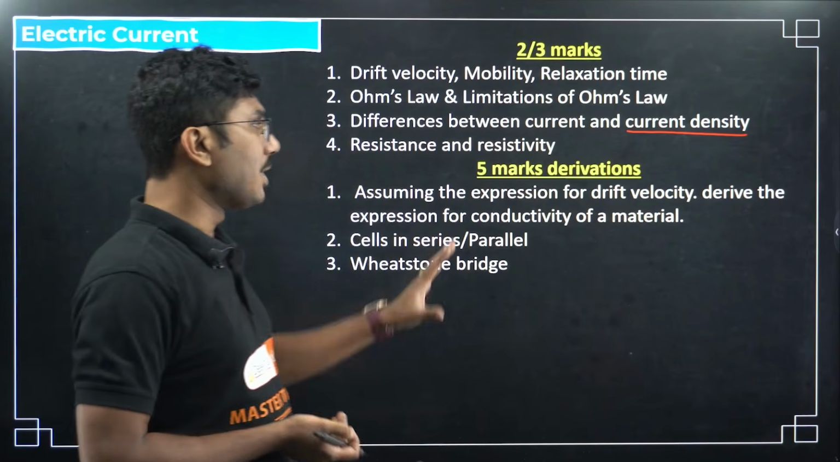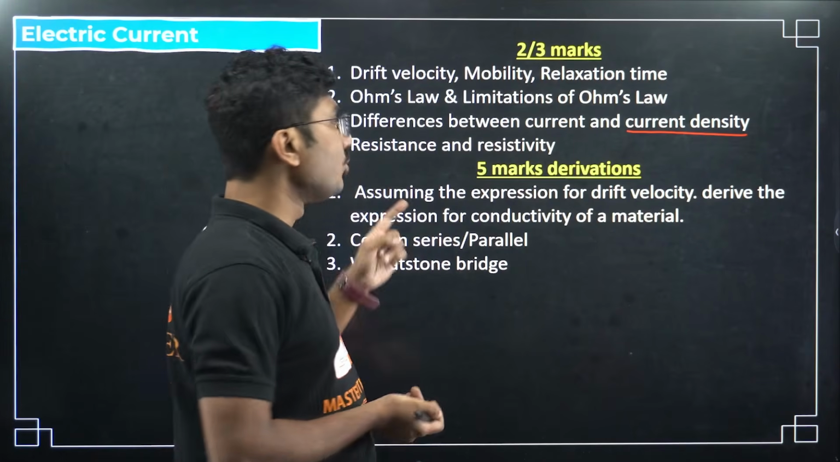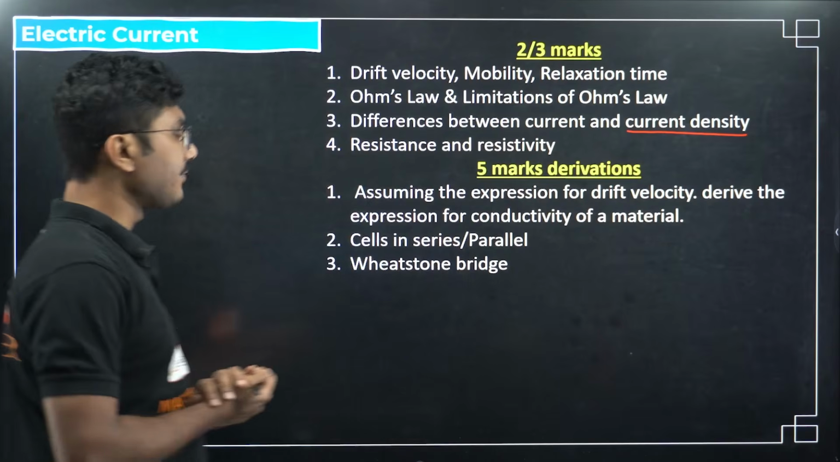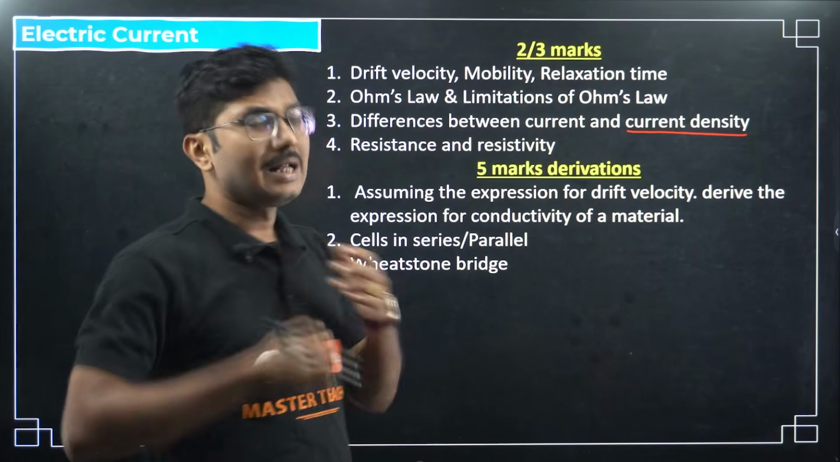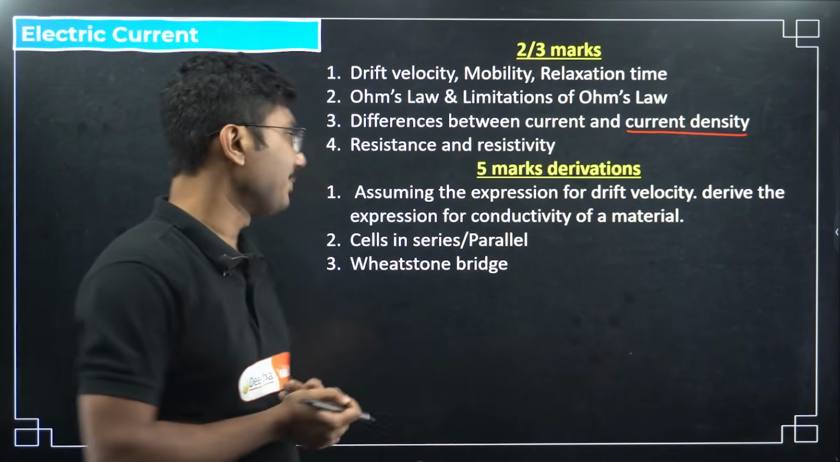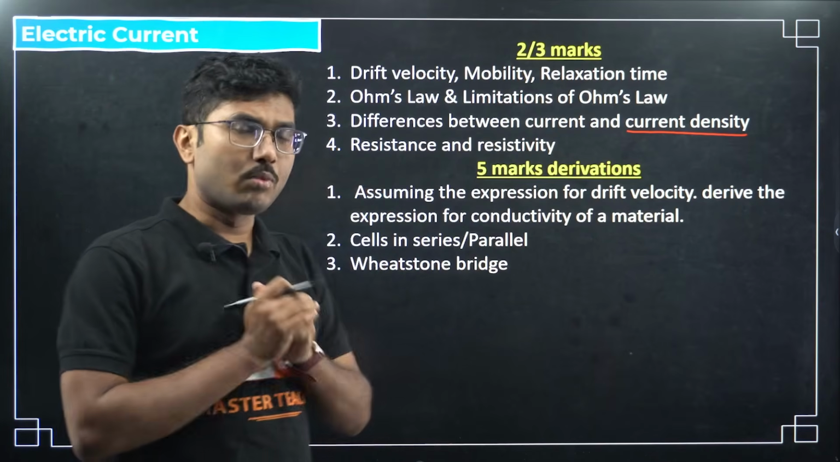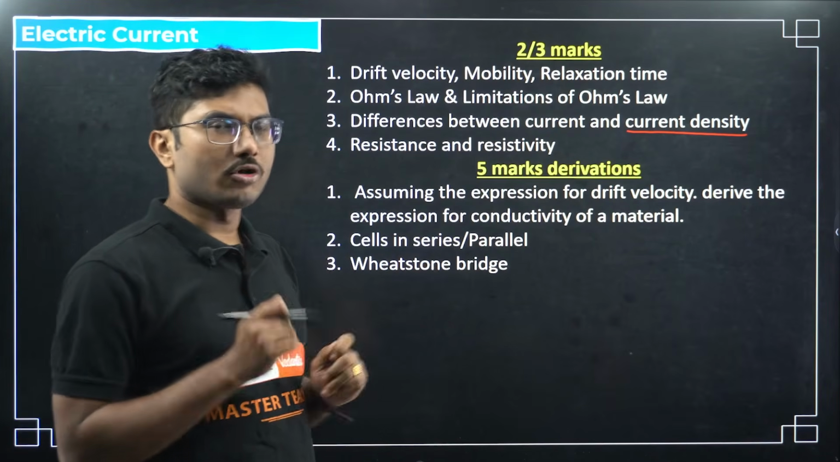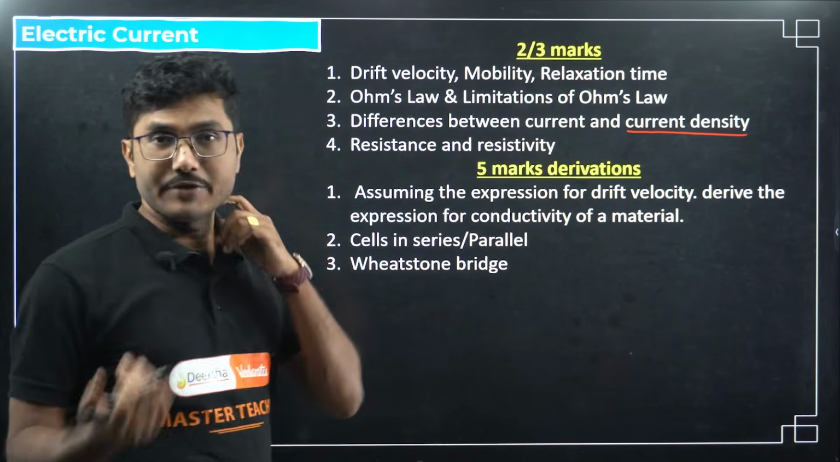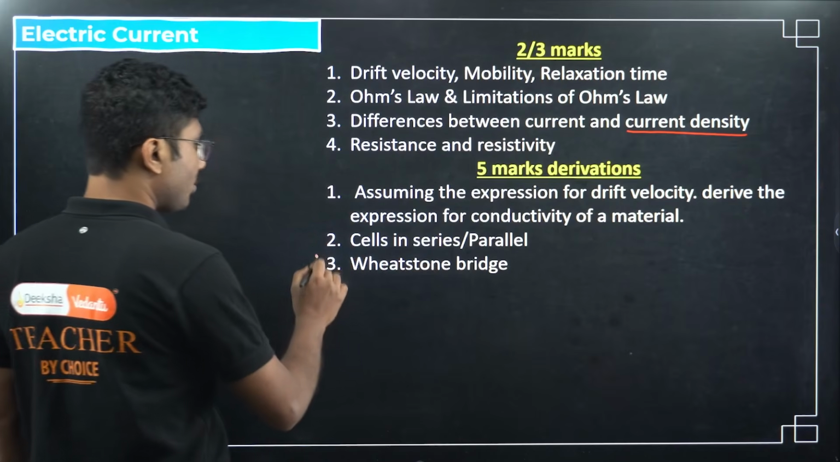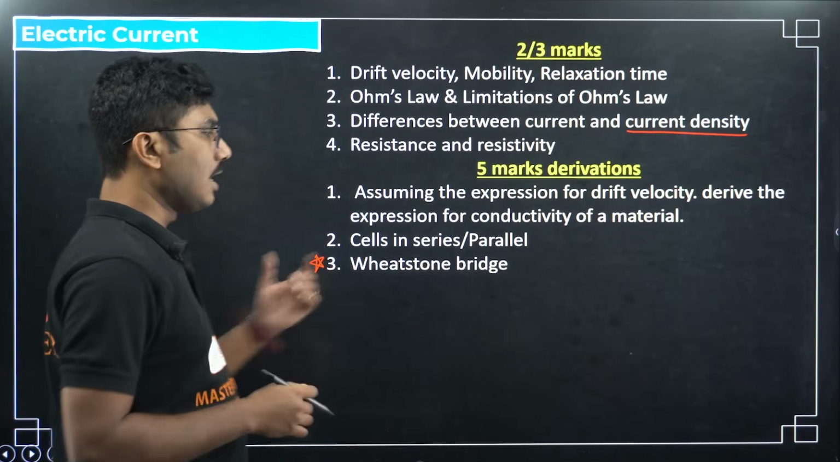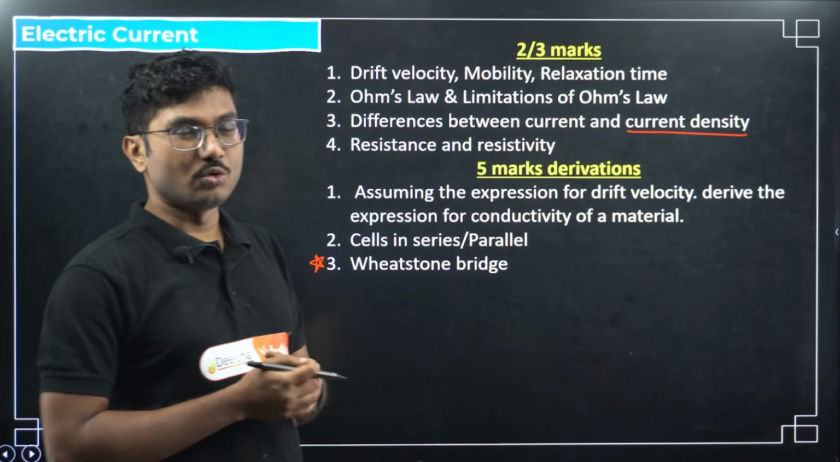Now 5-marker derivation. Assuming the expression for drift velocity, derive the expression for conductivity of a material. This is also a common question. Next, cells in series as well as in parallel, both are important. You have to practice both of them. And Wheatstone bridge, obviously, as usual, another super duper important question. And again, you have to practice this to master it.